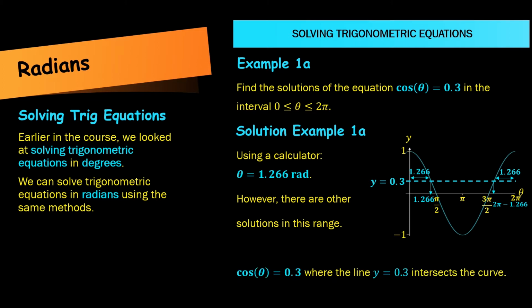So, of course, cos theta equals 0.3 is where the line y equals 0.3 intersects the curve. And therefore, the solutions are theta equals 1.266 radians and theta equals 2 pi minus 1.266 radians, which is equal to 5.017 radians.